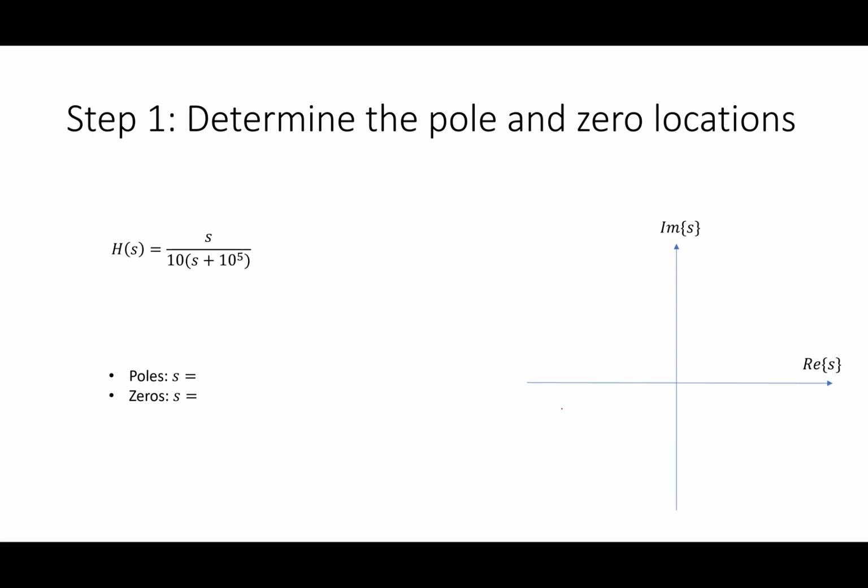What's a pole? Anything that makes the denominator equal to zero. So where's my pole here? Somebody online: negative 10 to the 5th. Negative 10 to the 5th. Okay. And where's my zero? Zero. Yeah. Negative 10 to the 5th.